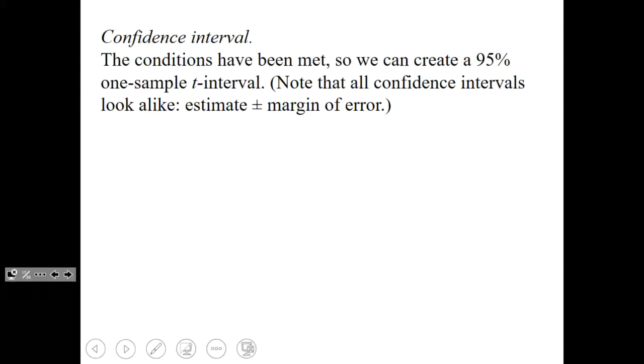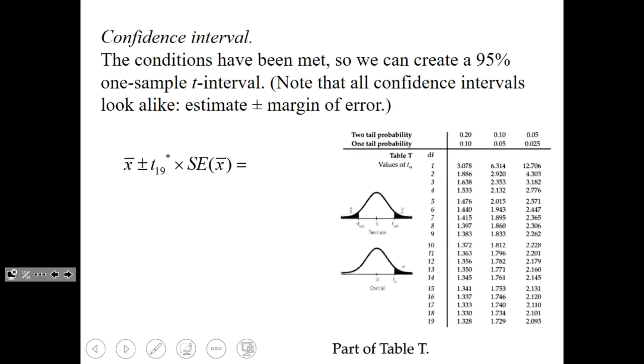And just a quick reminder, confidence intervals always follow the same format. It's going to be the estimate plus or minus the margin of error. Now in this case, we're going to start off with our mean estimate from our sample plus or minus our t-score times our standard error for the mean. In this case, we're going to go to our t-distribution table. So we find 95% confidence.